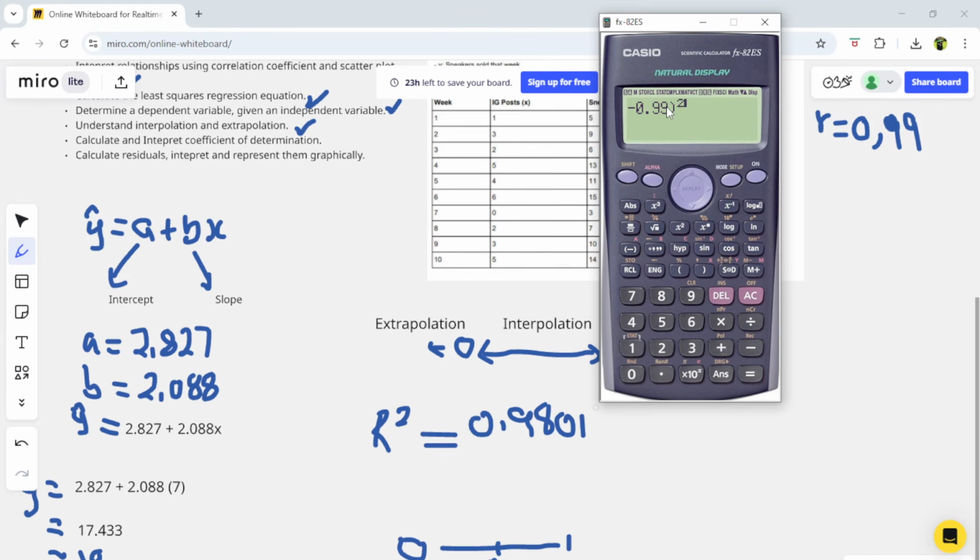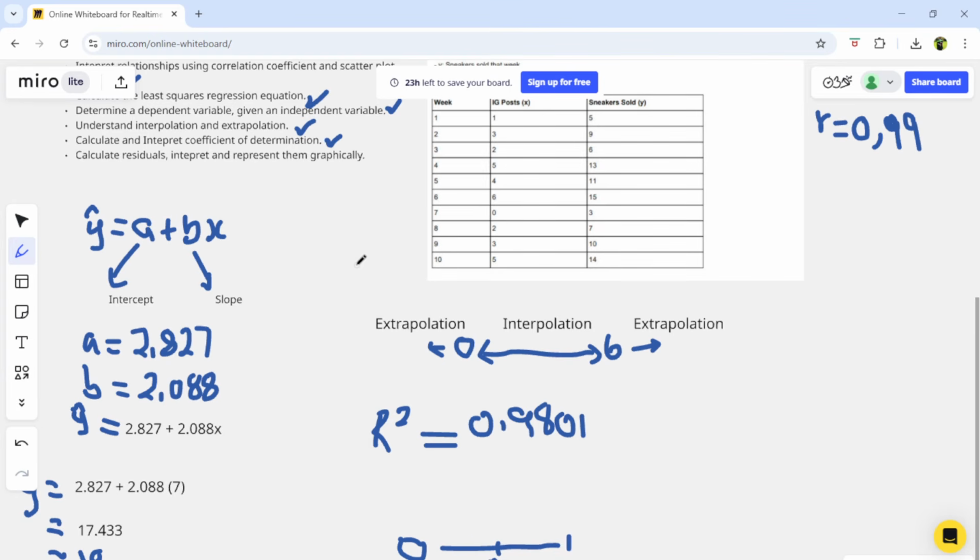You should put it in brackets. So if you put it in brackets minus 0.99 and you say equal, it's going to give you a positive number. So basically, it's always positive. You must put it in brackets and calculate it. That is how you calculate and interpret the coefficient of determination.